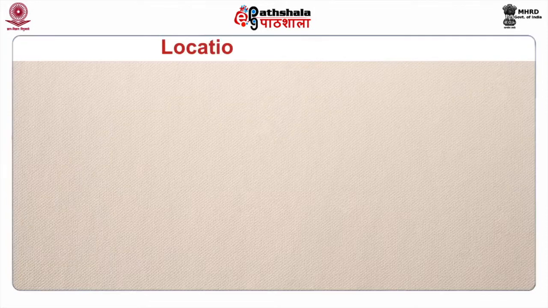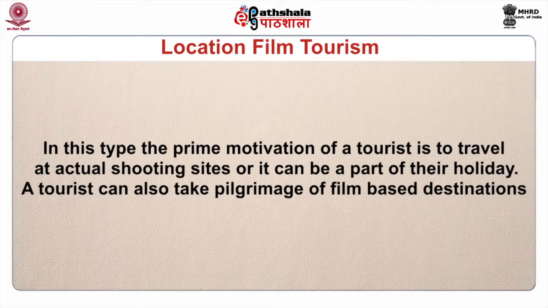Film and media-based tourism is also classified by Beaton in 2005 into three categories. The first is location film tourism. In this type, the prime motivation of the tourist is to travel to actual shooting sites, or it can be a part of their holiday. A tourist can also make a pilgrimage to film-based destinations.